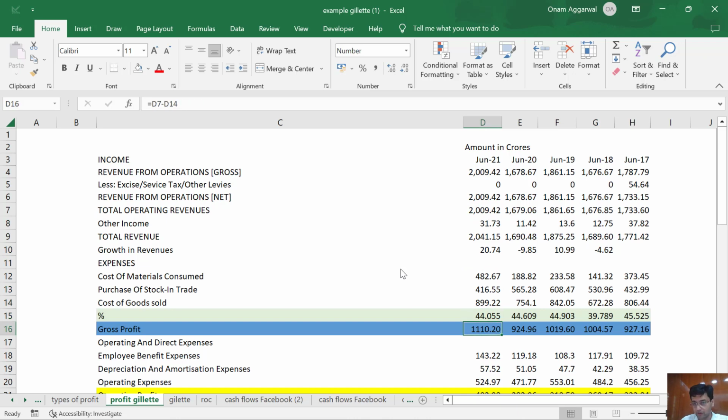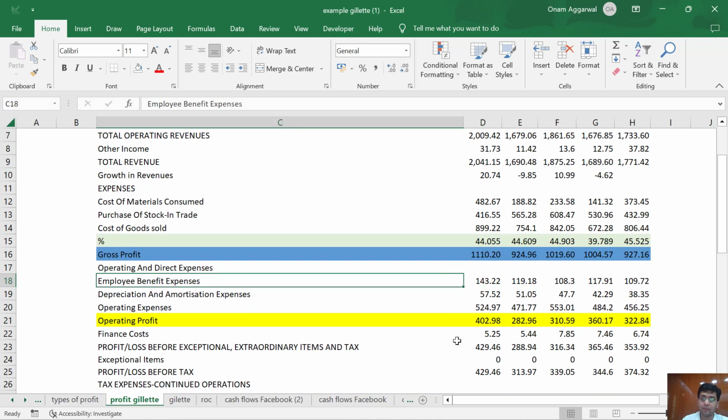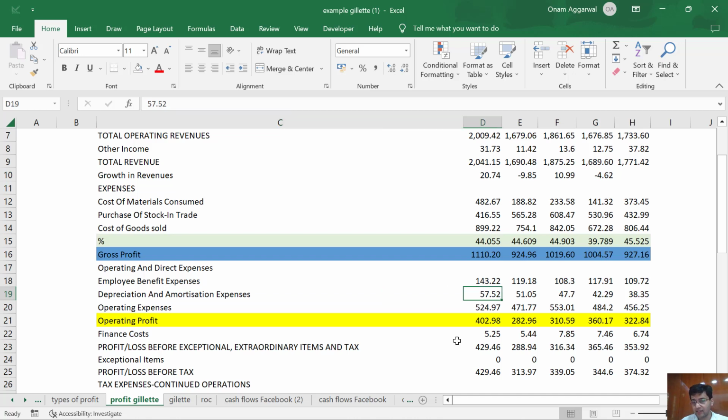So gross profit will be calculated by taking the operating revenues and deducting the cost of goods sold. And we get the gross profit of 1110 crores. From this, we will start deducting the operating expenses. Operating expenses are what? Your salaries, which are in the form of employee benefit expenses, the depreciation on the machinery in your factories, which is 57.52 crores, and other operating expenses like marketing, your accounting staff salaries, your rents, all of these things are combined here as operating expenses. And you take the gross profit and deduct all the expenses and you get operating profit of 402.98 crores.